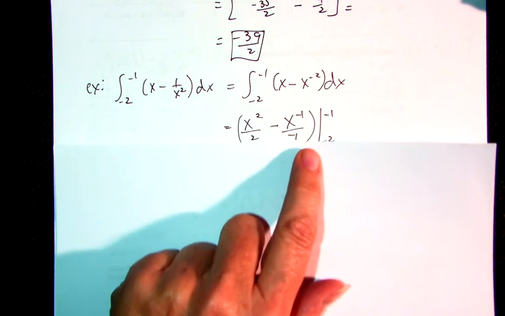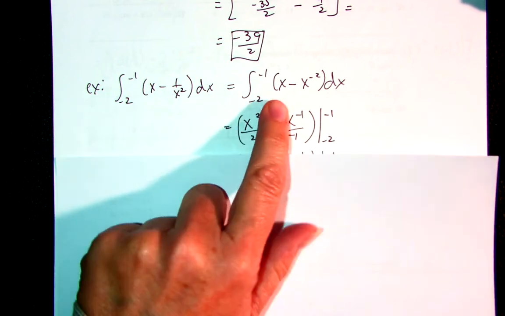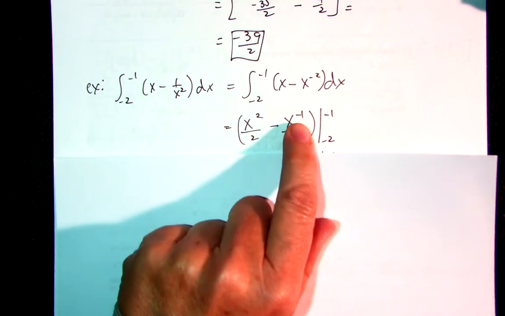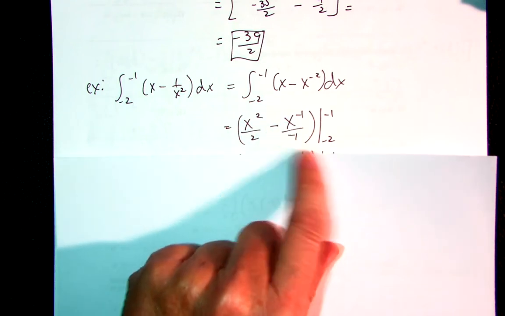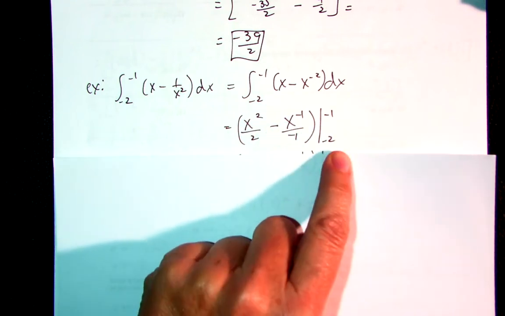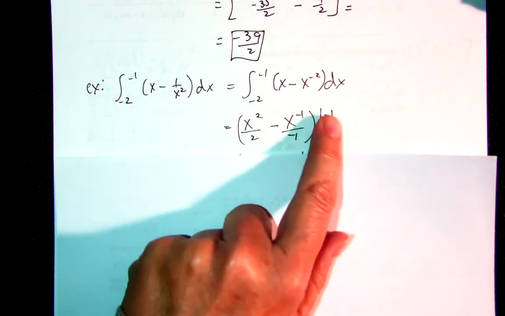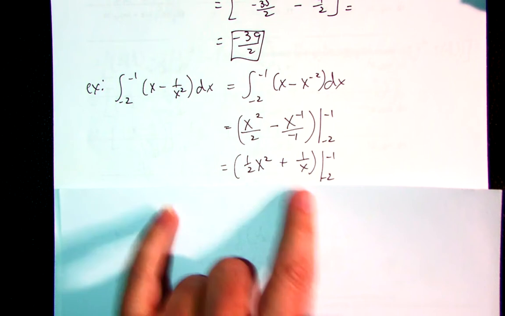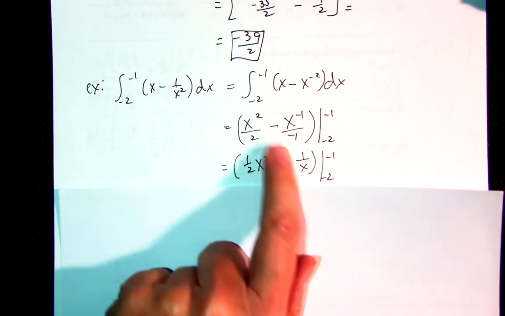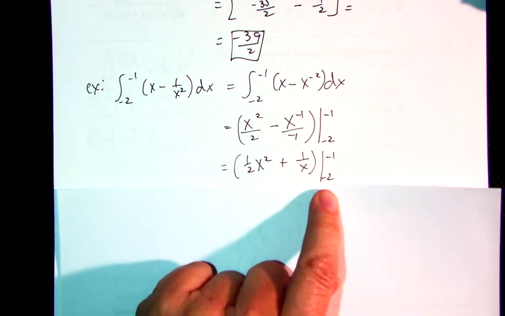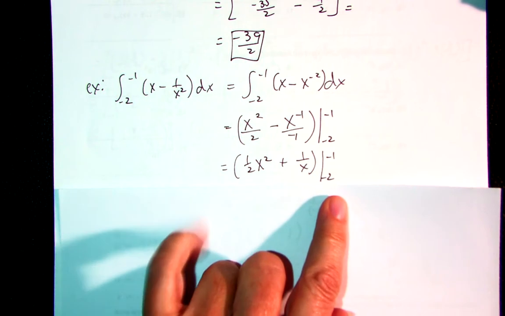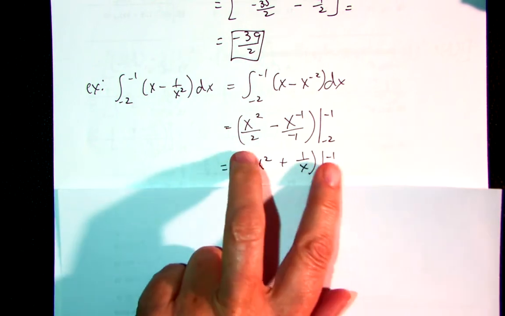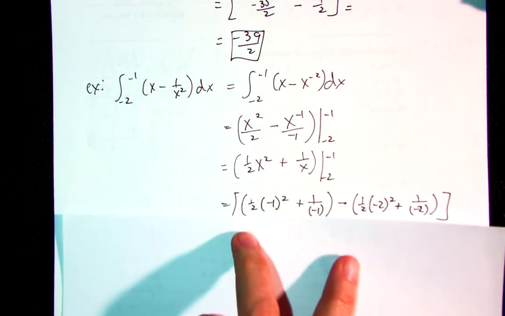Let's take the antiderivative, or integrate this. So this is x squared divided by 2 minus x, remember, increase that exponent by 1 to negative 1, and divide by that new exponent. And that's from negative 2 to negative 1. Before I substitute in the negative 1 and the negative 2, I'm going to simplify this. So it's 1/2 x squared, double negatives, plus 1 over x, from negative 2 to negative 1. Now I'm ready to substitute in the negative 1 first, minus substitute in the negative 2 into everything here, which is exactly what I did here.